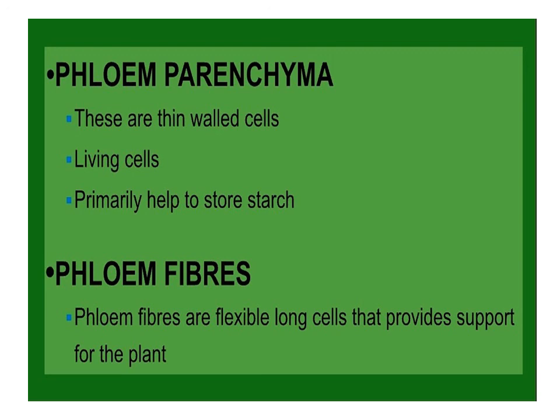There are two types of permanent tissues. Simple permanent tissues, tissues composed of one type of cell, and complex tissues, tissues composed of more than one type of cells.